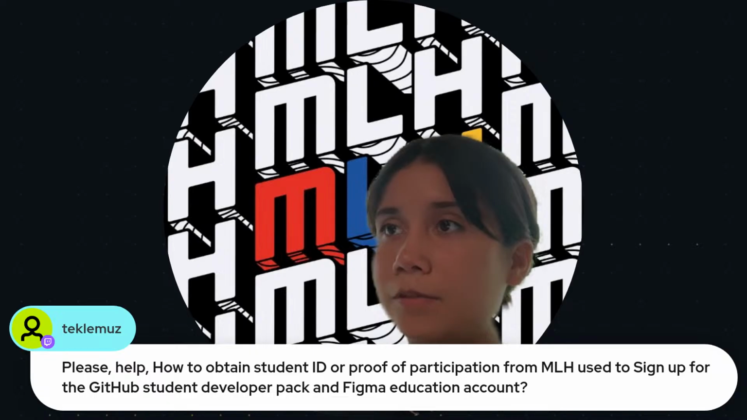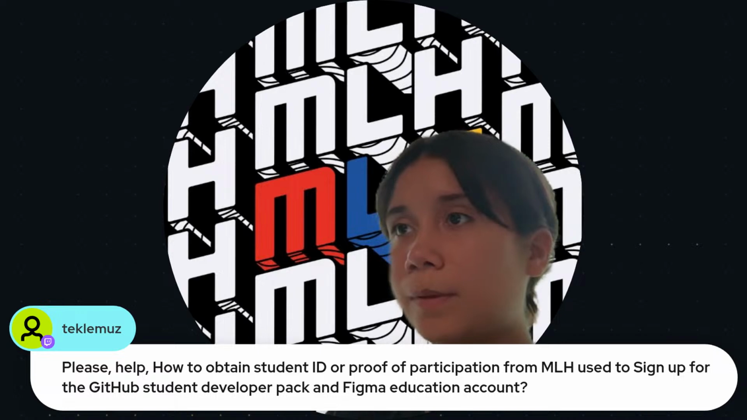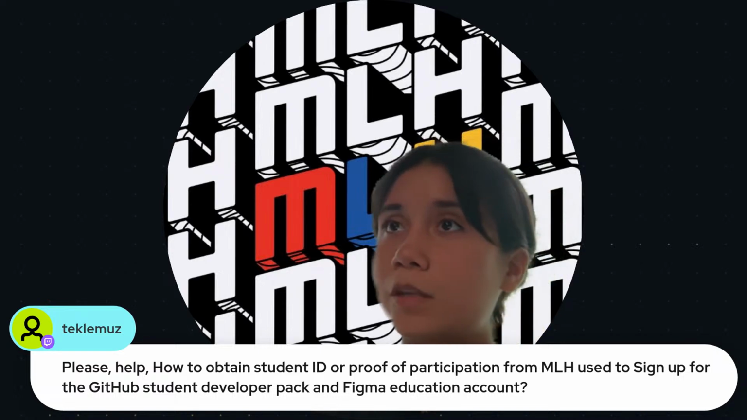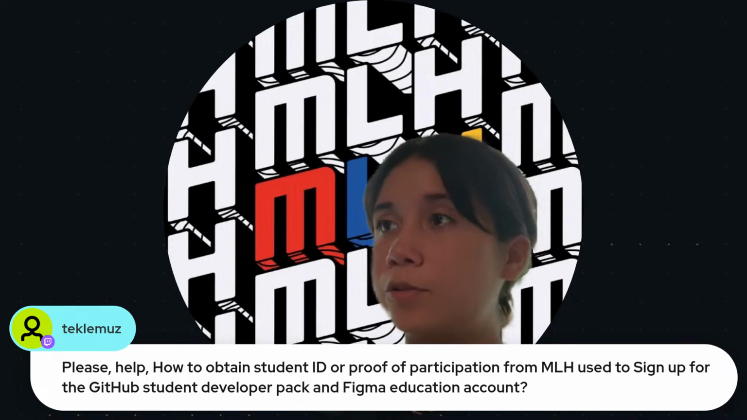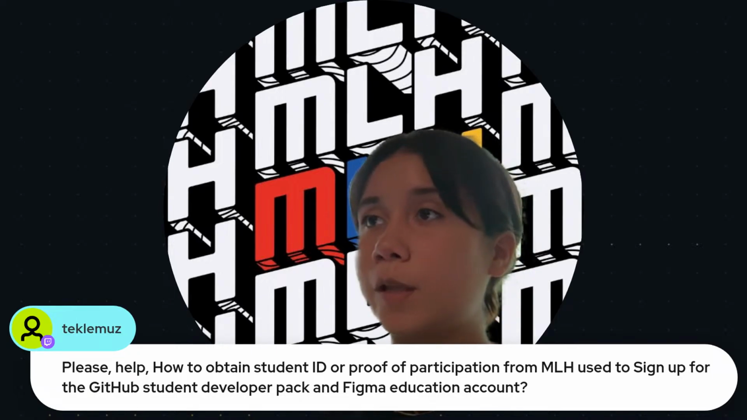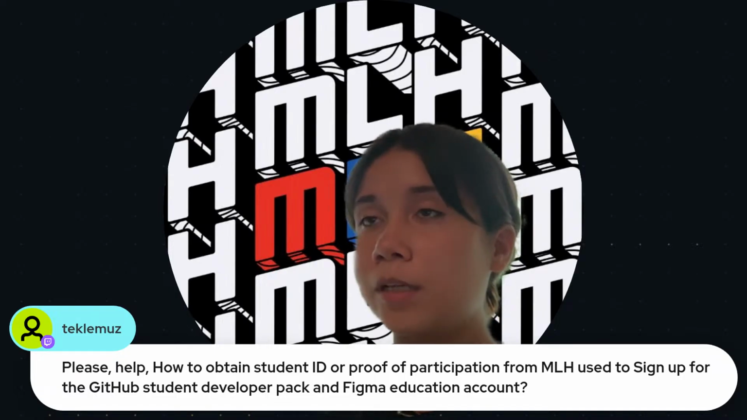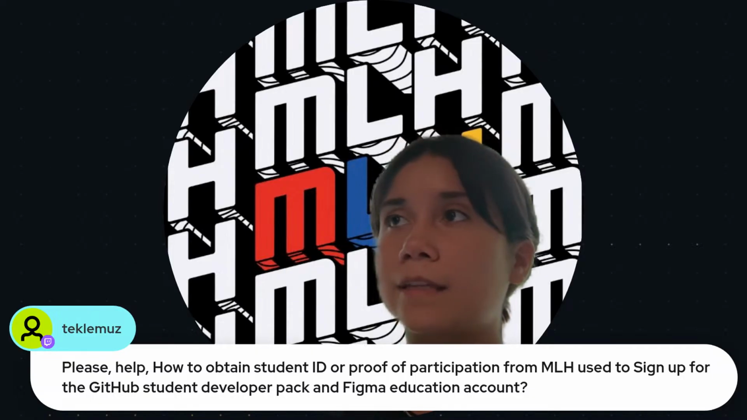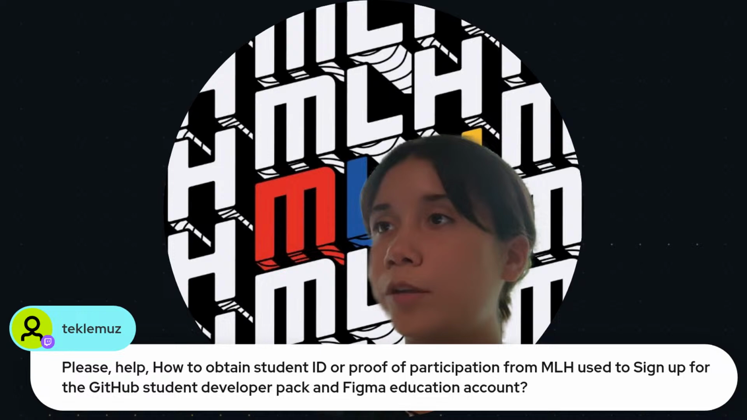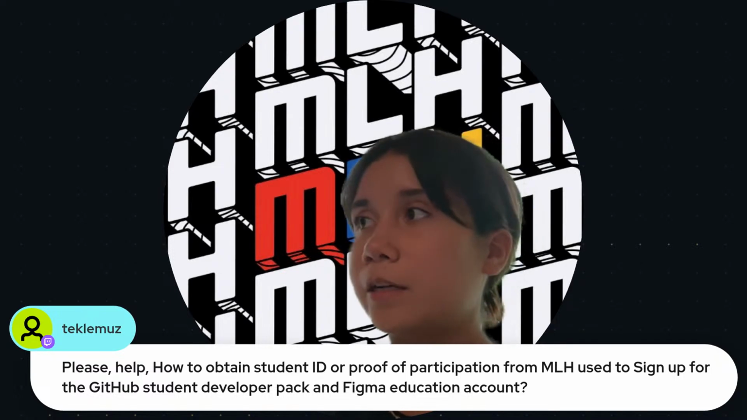We have a question here. Please help how to obtain student ID or proof of participation from MLH used to sign up for the GitHub Student Developer Pack and Figma Education account. So for the Figma Education account, all you need is your school account. So if you use your school email, you should be good to go for the Figma one. And for the GitHub Student Developer Pack, that's a bit more challenging. So for that one, you also need to use your educational email, and then you need to upload a school schedule, some proof of your classes or your transcript or your university ID in order for you to get the license for the GitHub Student Developer Pack in there.